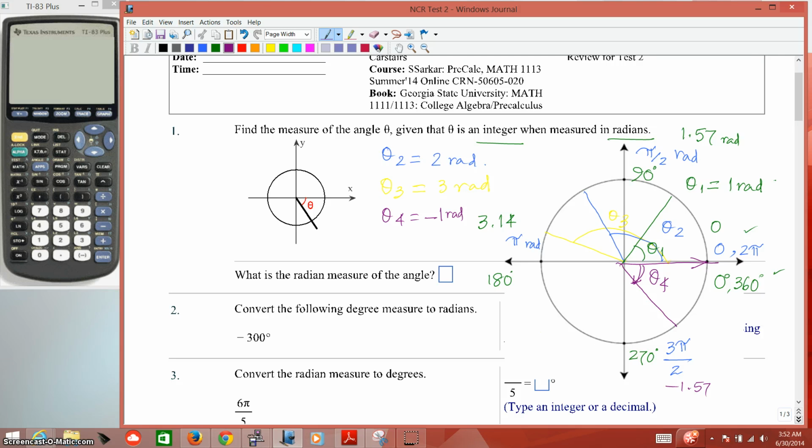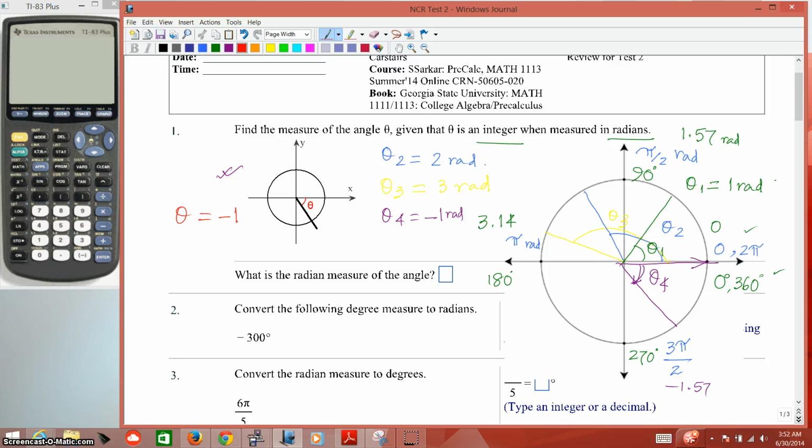And if you look at the original problem, which was shown theta in the fourth quadrant, but again it can only be generated by going clockwise, so theta comes out to be -1 radian.